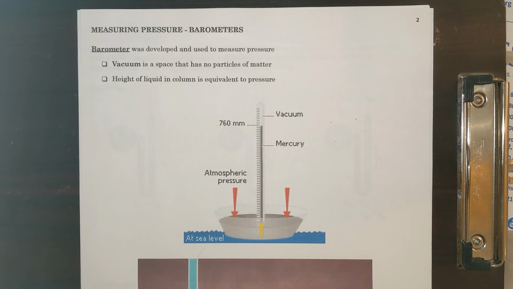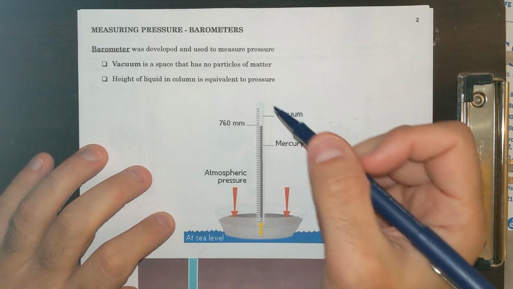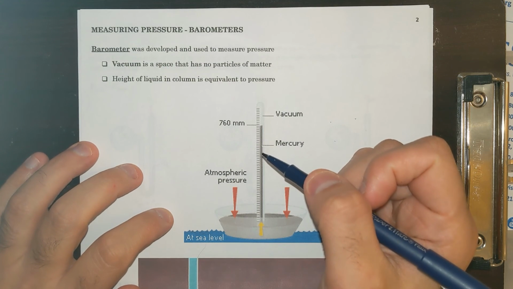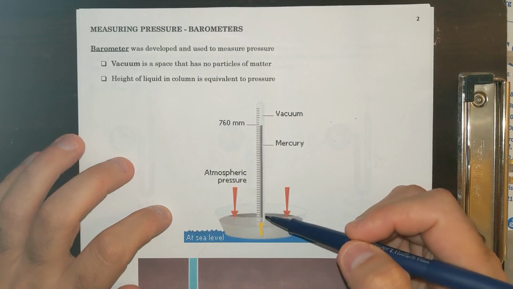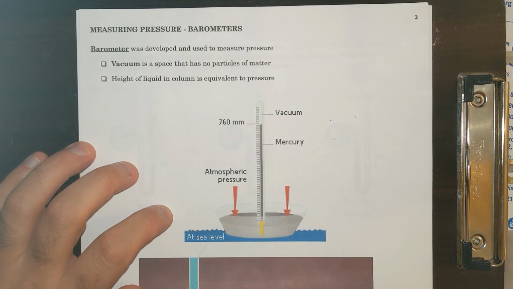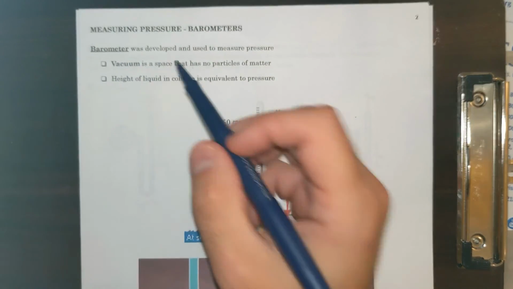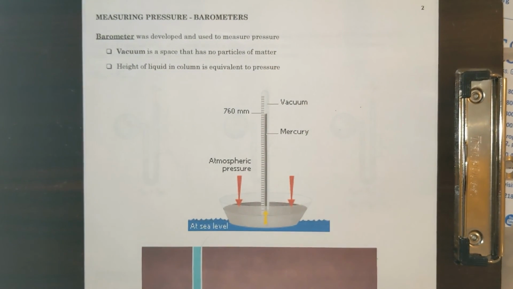So we're going to talk about how we could measure pressure, and then talk about recording measurements with pressure. One big way that scientists discovered pressure was through this barometer business. First, it was with a water barometer, but then we mostly used mercury. So a barometer was developed and used to measure pressure.